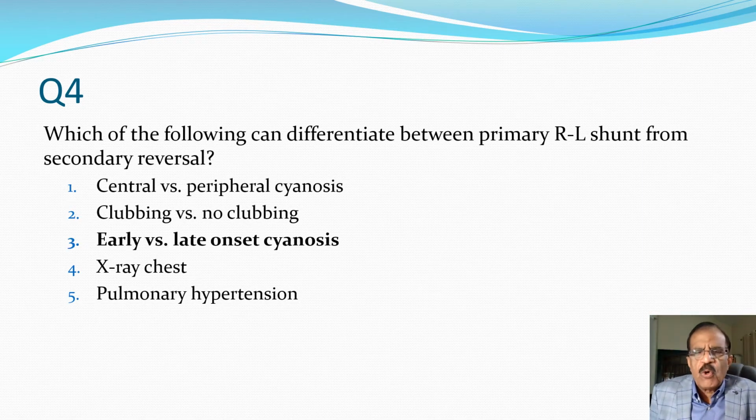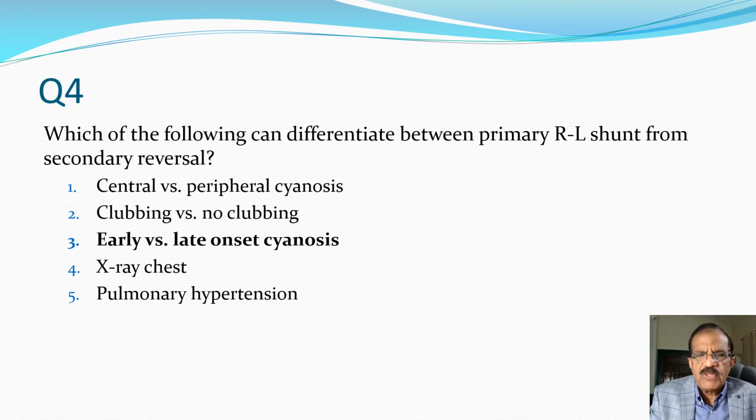Early versus late onset of cyanosis. In a cyanotic heart disease, the one with primary right to left shunt, there will be cyanosis to begin with. And if you take a history, the mother will tell you that the child was having these cyanotic spells from early childhood, whereas the other person who has a reverse shunt would have developed cyanosis and clubbing much later in life. So I think that will differentiate between the two.